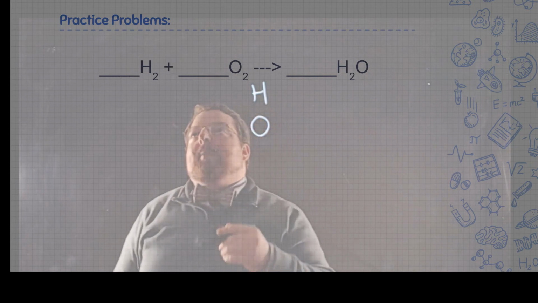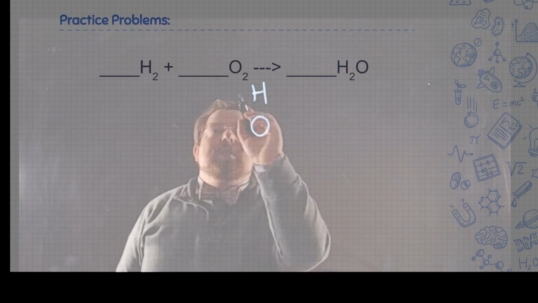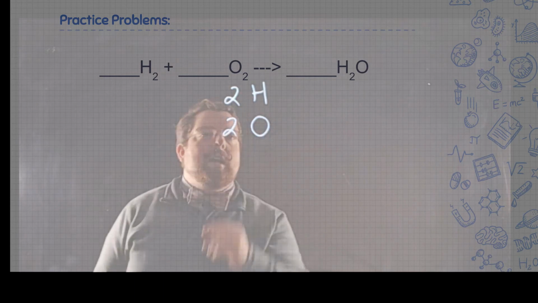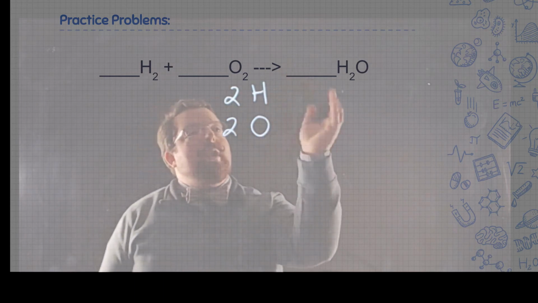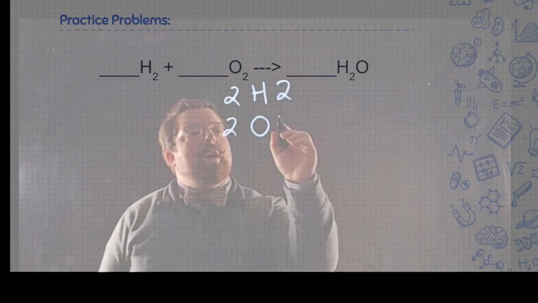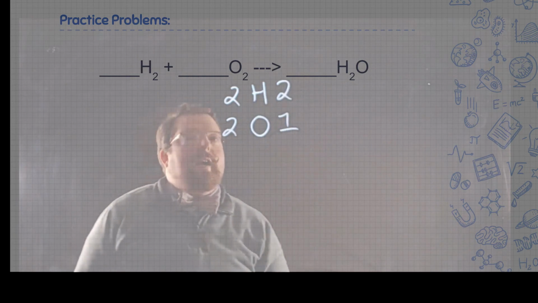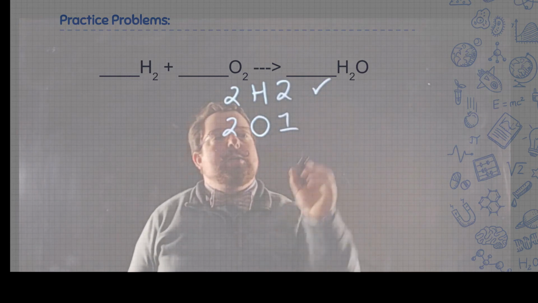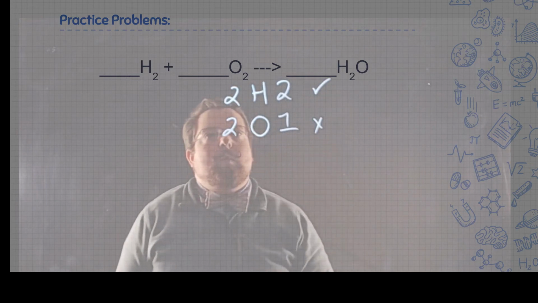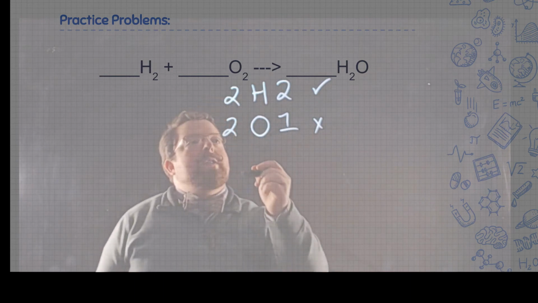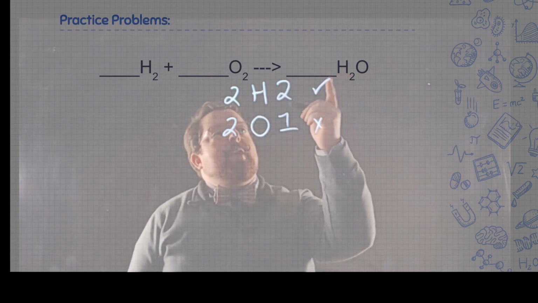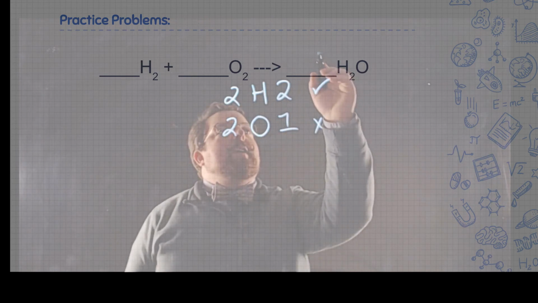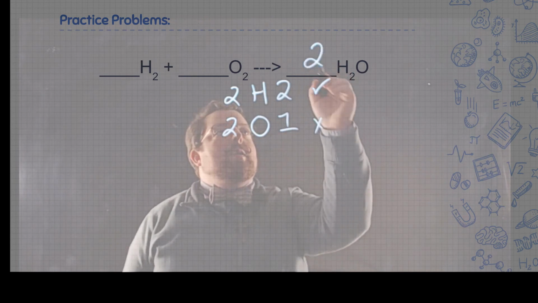When you're counting up the number of atoms you have, you can see there's an H2, so there's 2 H's. There's an O2, so there's 2 O's. And on the right, we have an H2O, which is 2 H's and 1 O. You'll notice at this point our H's are balanced, but our O's are not. So you're going to want to change the number of O's on the right side because that's the one we need more of. So you put a 2 here in front of the H2O.